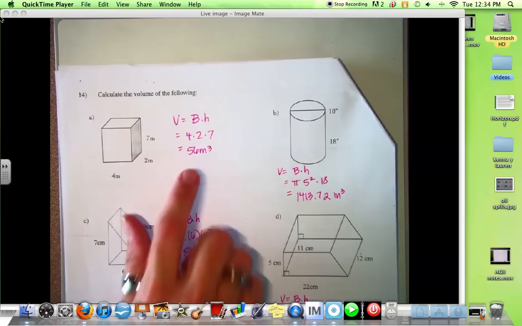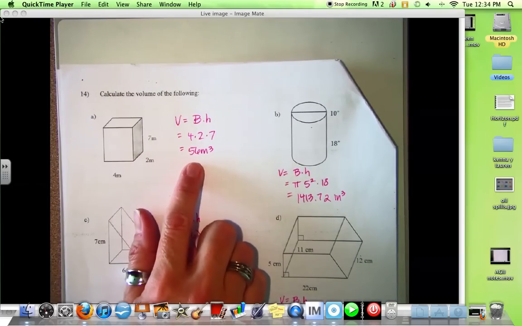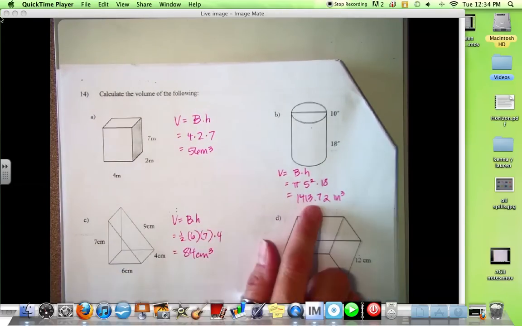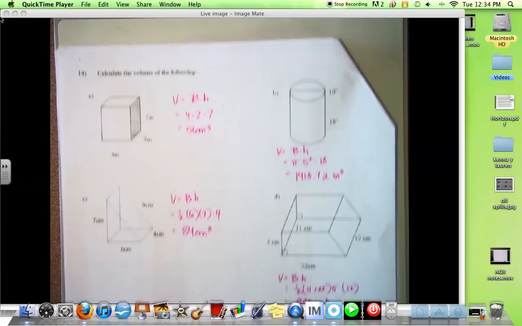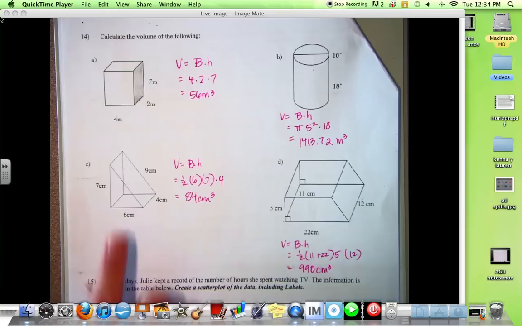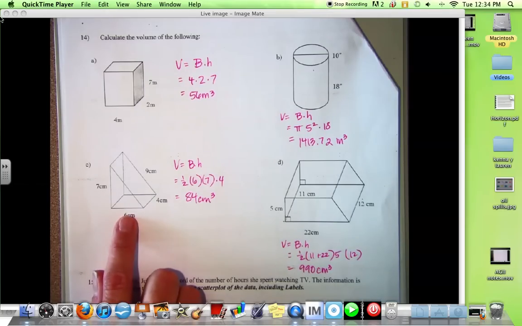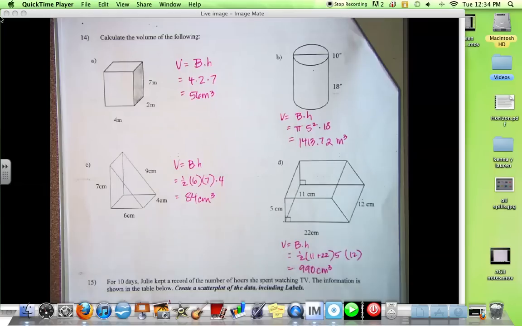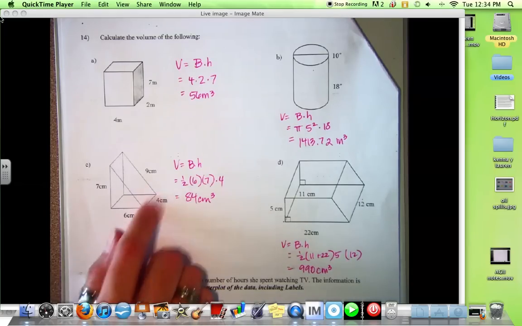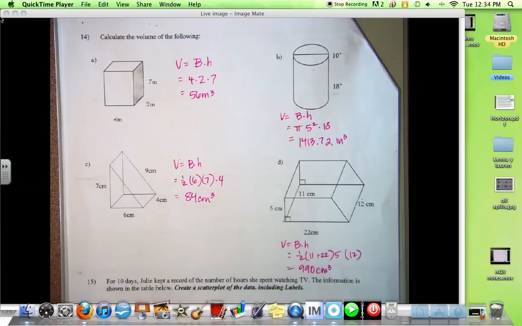14, A, 56 cubic meters. B, 1,413.72 cubic inches. C, Dang, I did this one wrong. It's a triangular prism. Find the area of the triangle, because that is the base, and multiply it by the height of the prism. Oh, I didn't put the 4 in there. Don't forget, you have to include the height of the prism.